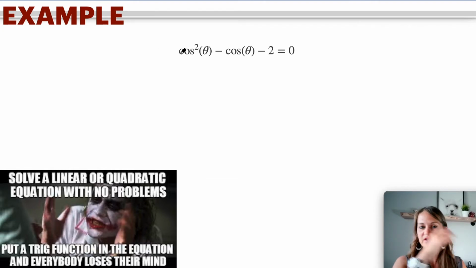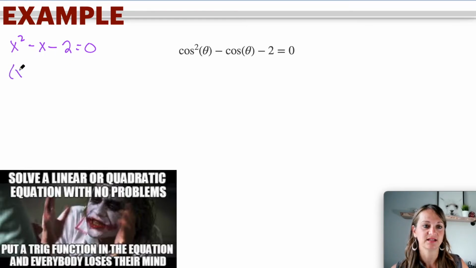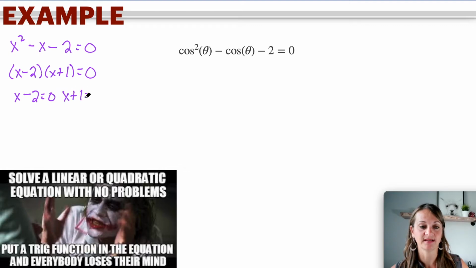This looks a little weird because you have cosine in multiple places, but let's go over here for a second and notice something like this from Algebra 2 and Algebra 1. This factors into x minus 2 times x plus 1, which means you can solve by setting them both equal to 0, correct? So therefore, you know that x equals 2 and x equals negative 1. We are going to do the same thing. This actually factors in the exact same way.